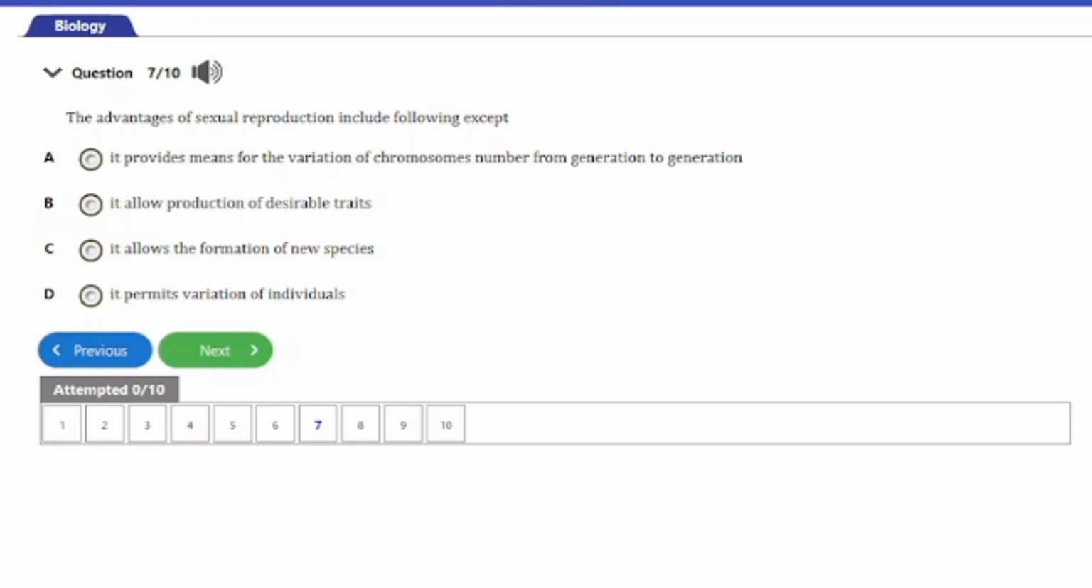So guys, the answer to this question here is option A. Actually, sexual reproduction does not lead to variation of chromosome number. You still keep getting the same number of chromosomes. You have 23 and 23 from each of the parents, also leading to the 46 chromosomes. So in the right sense, option A is the correct answer to this question. So let's go ahead and consider the next question.